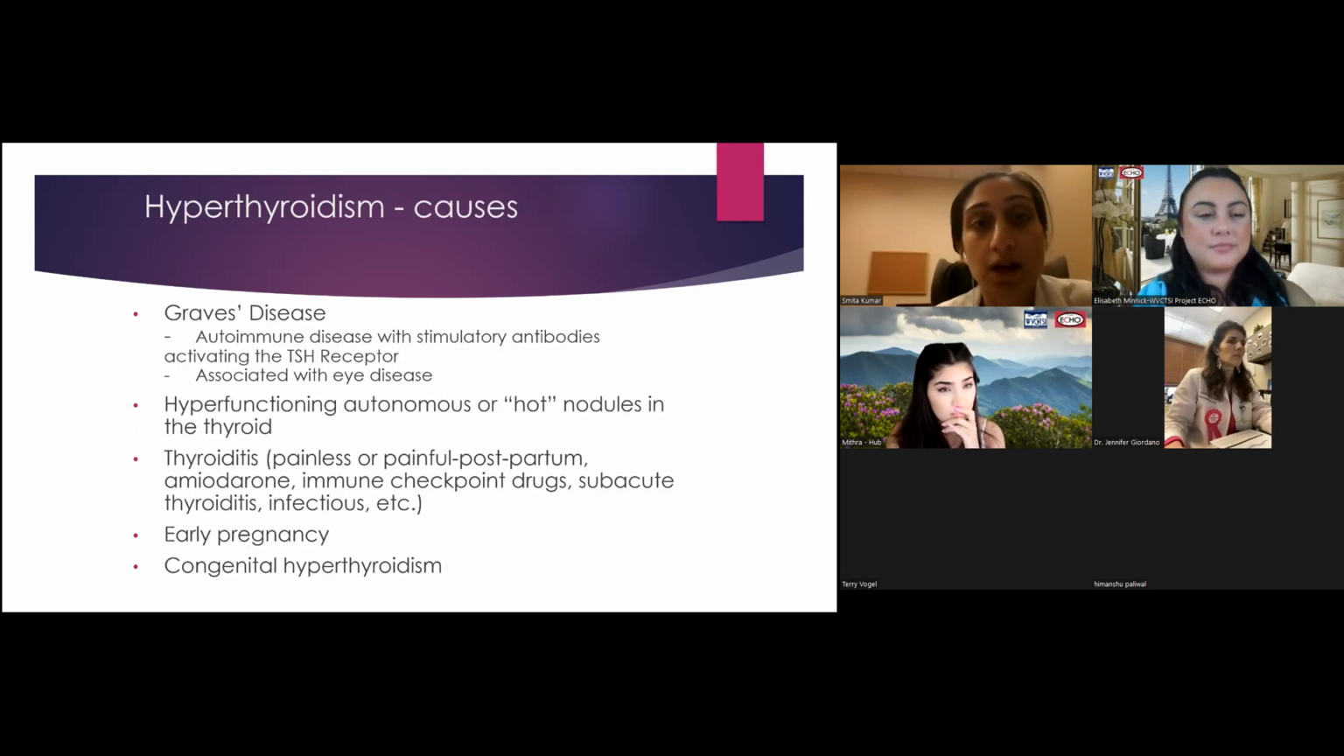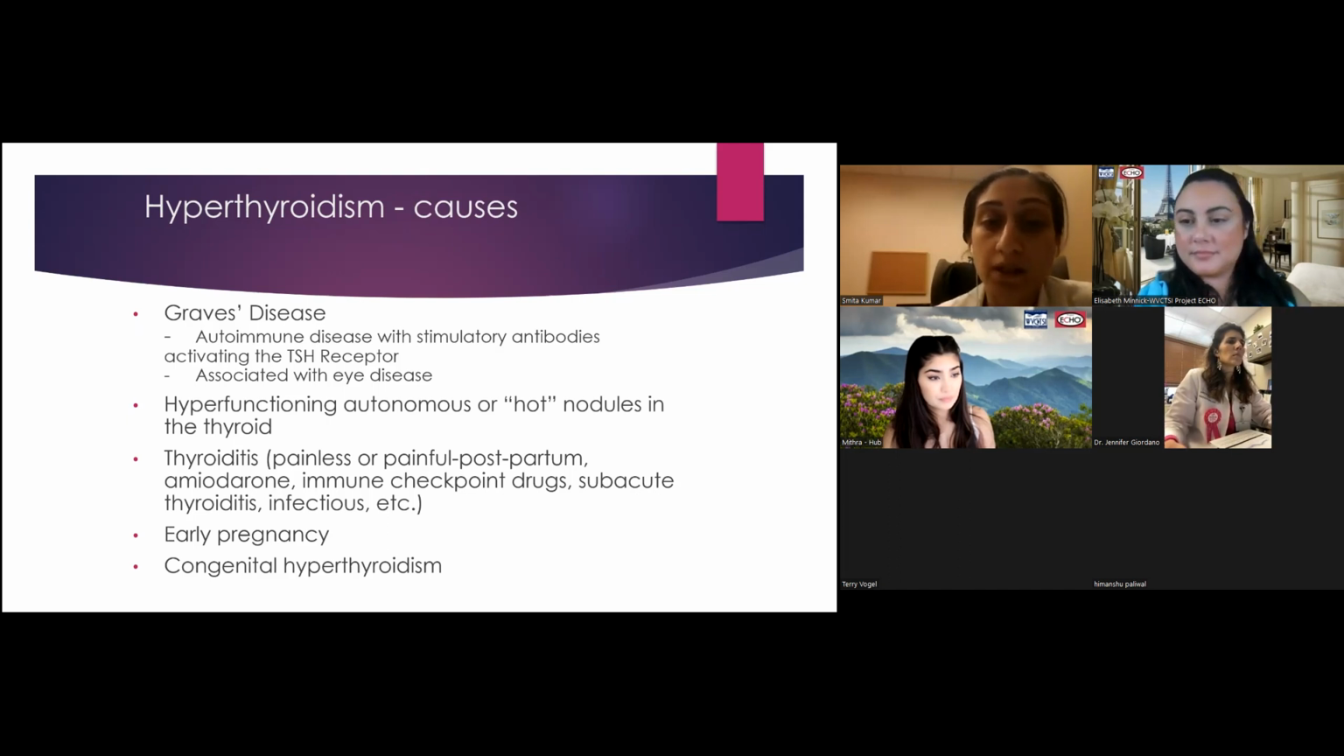These are the different causes of hyperthyroidism. Graves' disease is an autoimmune disease, basically with stimulatory antibodies against the TSH receptor. It can also be associated with Graves' eye disease or thyroid eye disease. You could have a hyperfunctioning or hot nodule, which is another cause of hyperthyroidism.